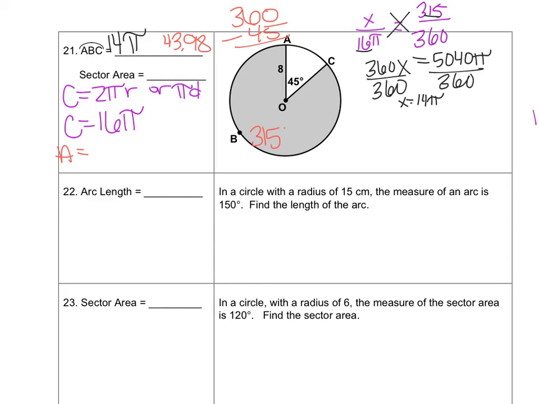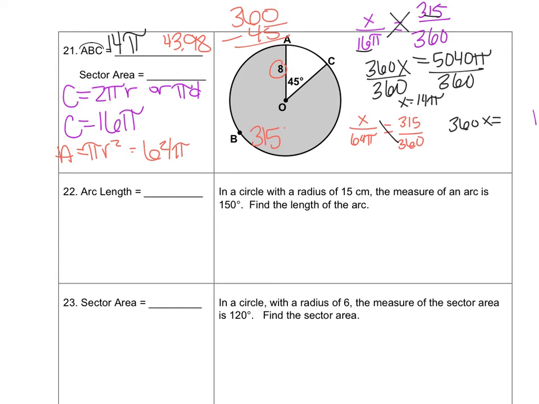So area is pi r squared. Well, your radius is 8, so 8 squared is really 64, so it's 64 pi. So we're going to set up another proportion with that. I have the sector area I'm looking for over the area of the circle equals the number of degrees that I'm working with, which is 315 still, divided by 360 total degrees of a circle. Cross multiply.